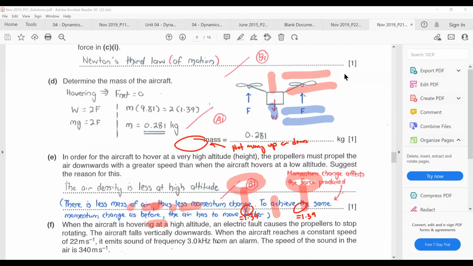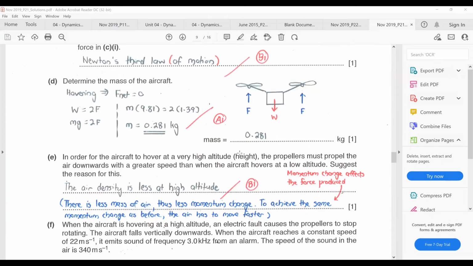So that part is fine. Okay, then part E will be your state and explain question. In order for the aircraft to hover at very high altitude, the propellers must propel the air downwards with greater speed than when the aircraft hovers at low altitude. Suggest a reason for this.